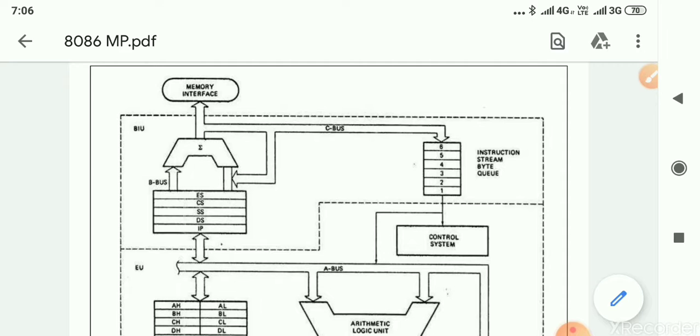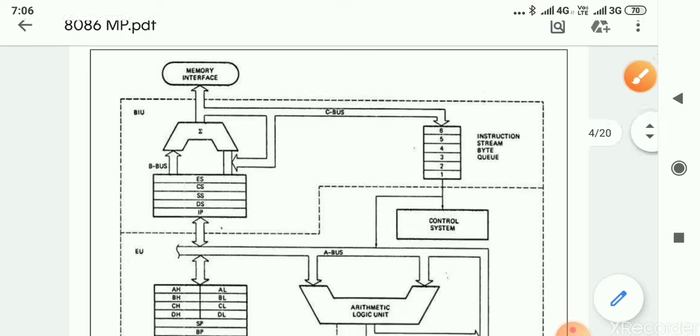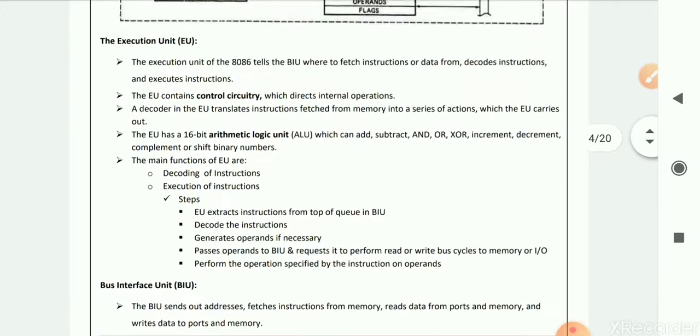So these segments are basically shown here: extra segment, code segment, stack segment, and data segment. So 1 megabyte memory can be divided into 4 segments, and each segment will be of 64 KB. Okay, so this is about the architecture, and you can study it in detail here.